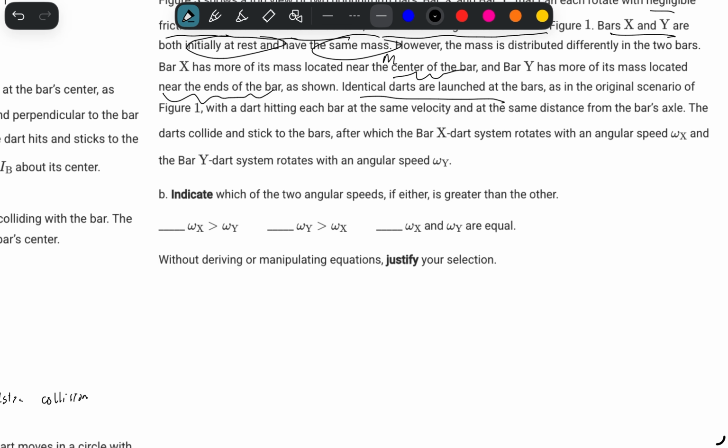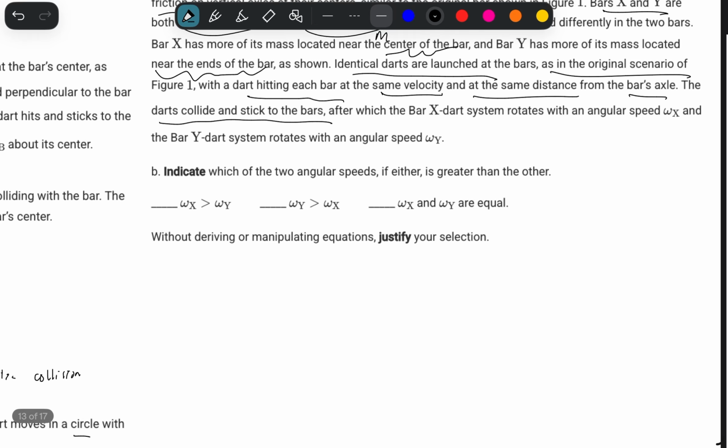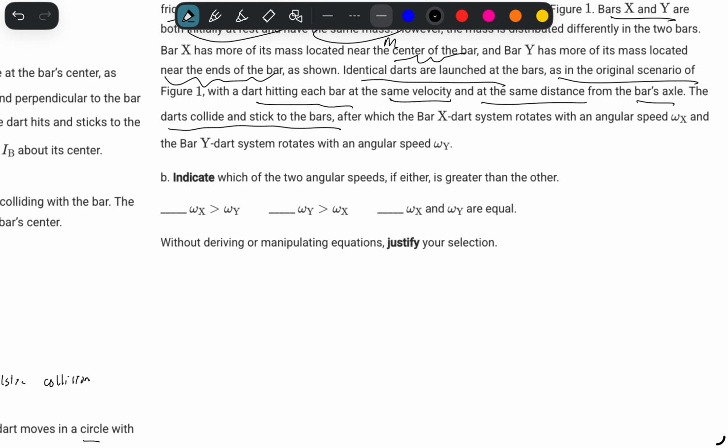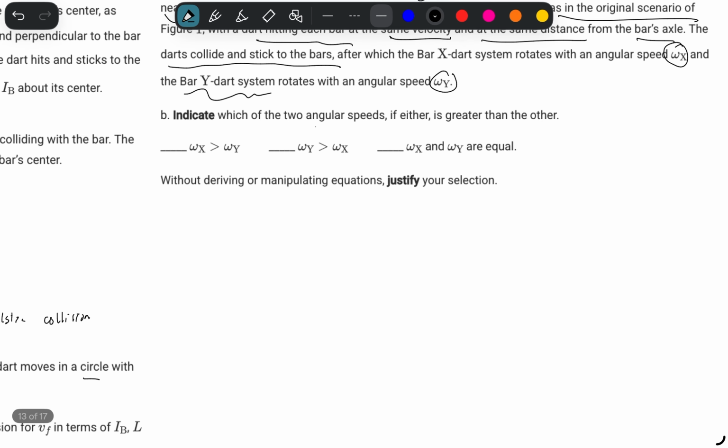Identical darts are launched at either of the bars, as in the original situation, figure 1, with a dart hitting each bar at the same velocity at the same distance from the bar's axle. The darts collide and stick in a perfectly inelastic collision, after which the bar X system rotates with an angular speed omega x, and the bar Y system rotates with an angular speed omega y. Now we want to compare the two angular speeds and see which one is greater.